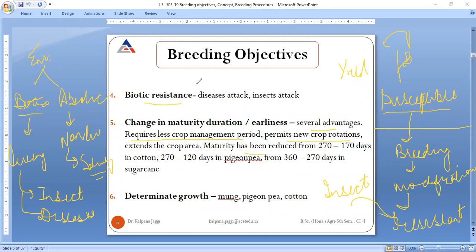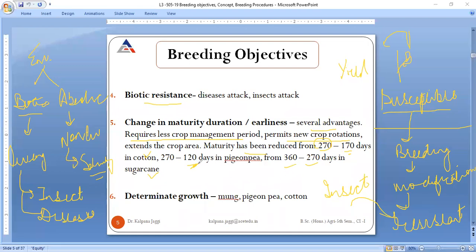By going through the breeding, maturity has been reduced from 270 days to 170 days in terms of cotton. If we talk about the pigeon pea, then it is decreased to 120 days. And if we talk about the sugar cane, the maturity period is decreased from 360 to 270 days. I mean to say, with the breeding, we can go for the modifications of many features.